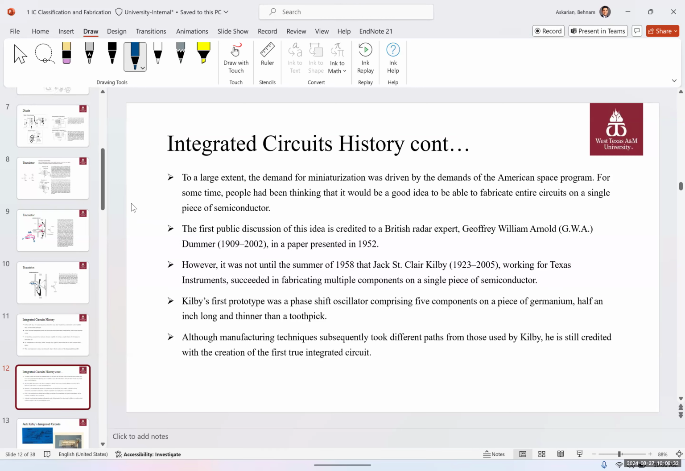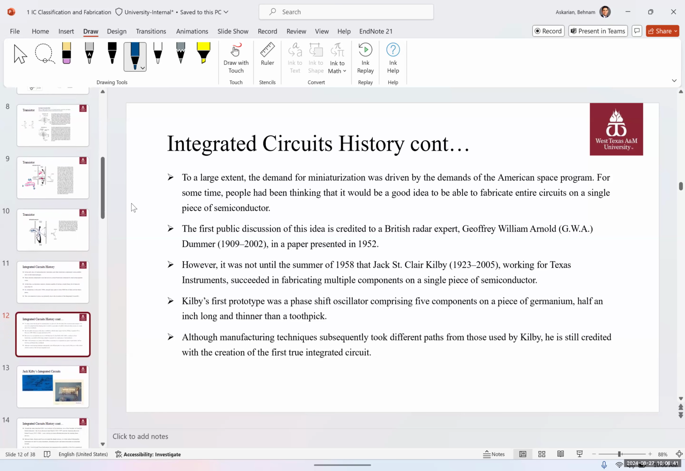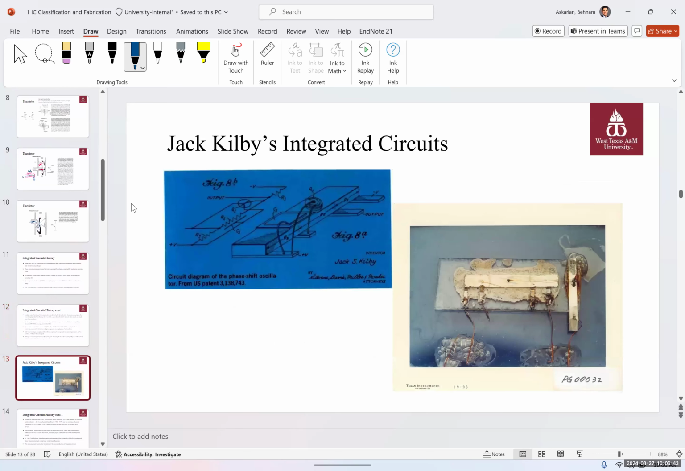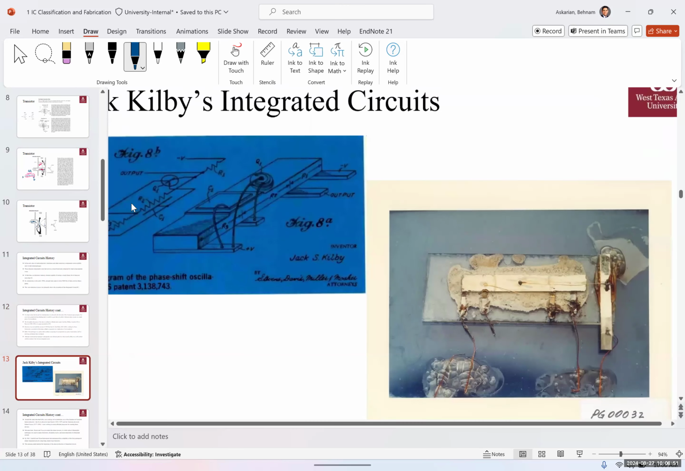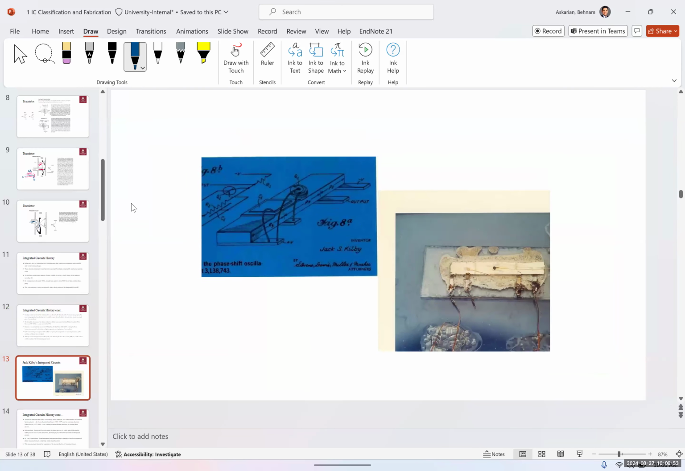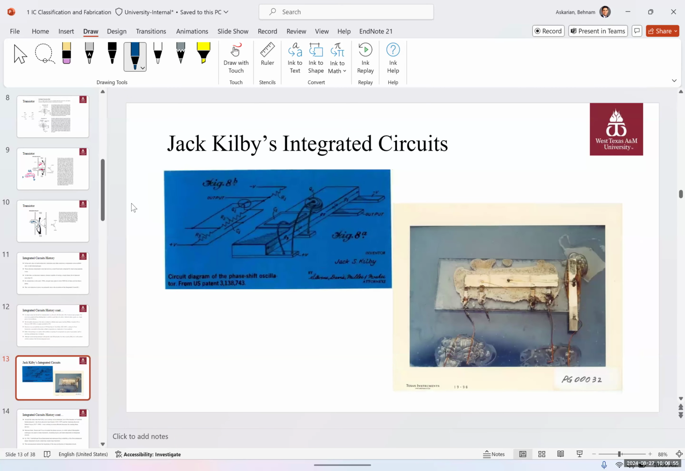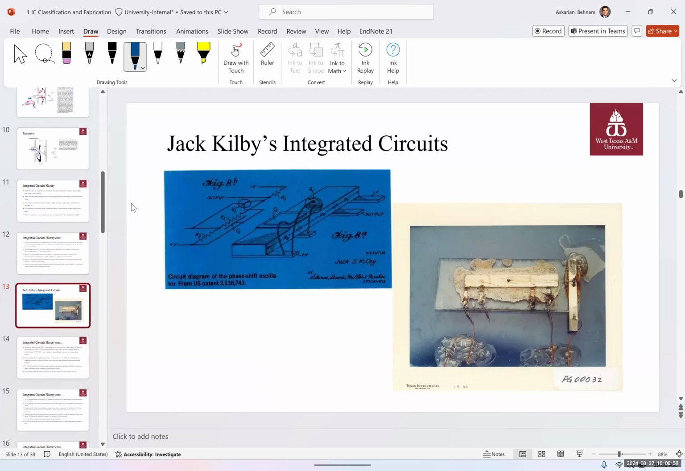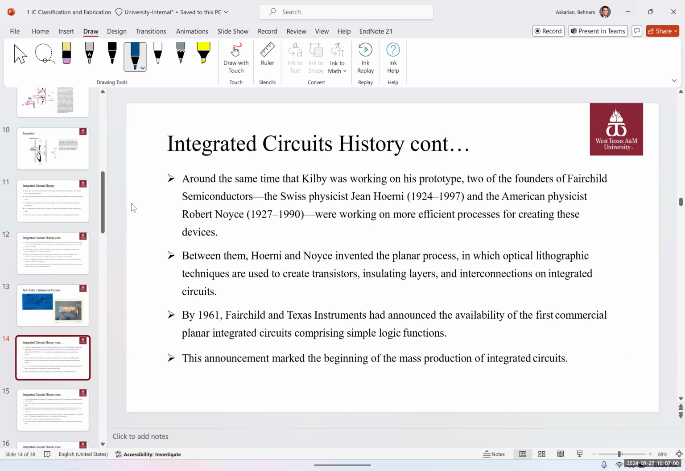So Kilby started with the first prototype, and you may think it looks very complicated. It looks like this. It's a frequency shifter. This is the first IC, integrated circuit, and it's made out of a couple of components from wood and some glue. And yeah, this was the first integrated circuit.